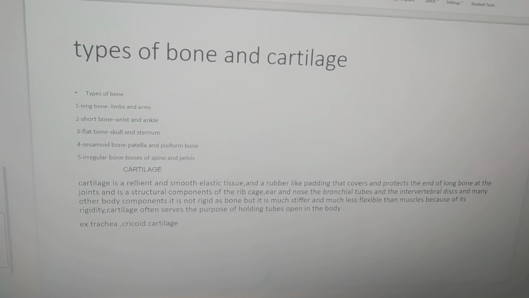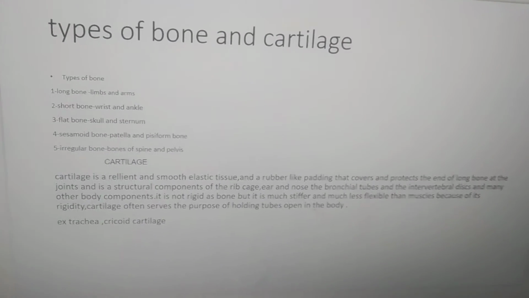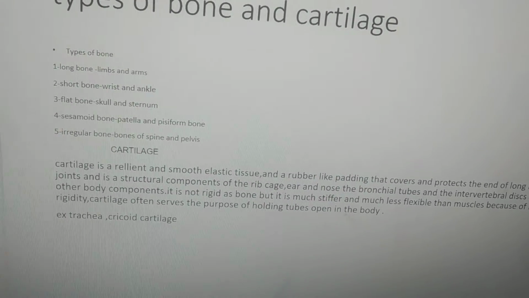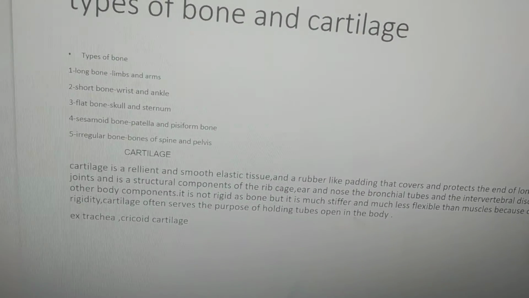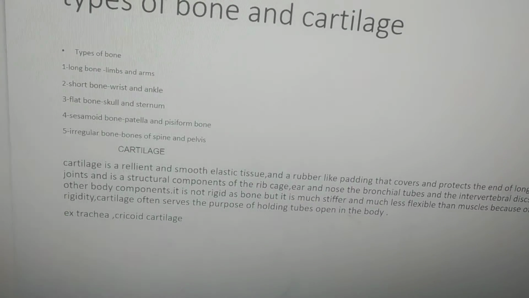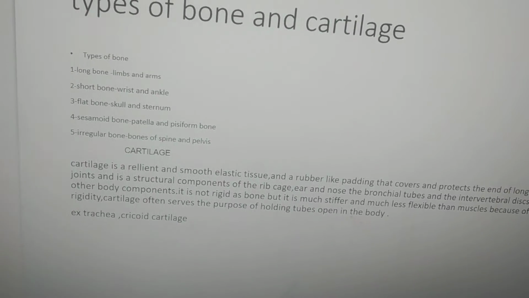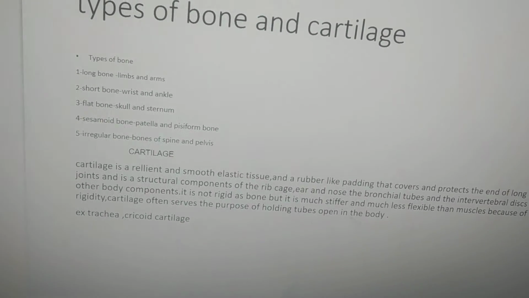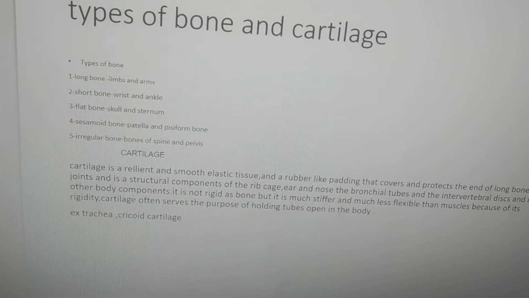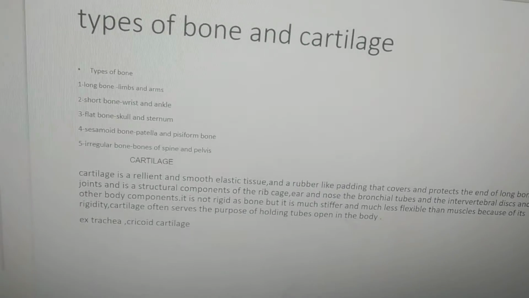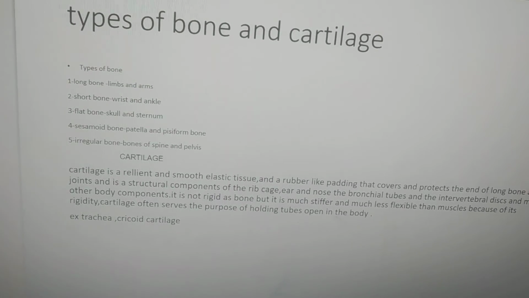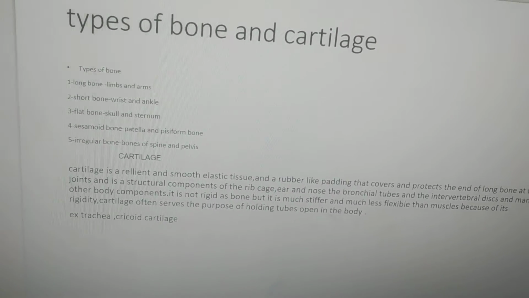Then types of bone and cartilage. There are 5 types of bone. Long bones, for example the bones of the limbs and arms. Second, short bones: the wrist and ankle bones. Flat bones: the skull and sternum. Sesamoid bones: the patella and pisiform bone. And irregular bones: the bones of the spine and pelvis. So the 5 types are long, short, flat, sesamoid and irregular bone.